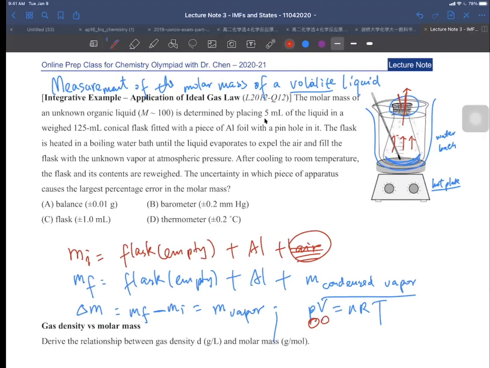What will be the V? The V is the volume of the flask, because that is the volume of the vapor, right? What will be the R? Constant. What will be the T? This is the key question. I provide two options. The first, the temperature is the room temperature, and the second one is 100 degrees Celsius. Which one do you think should be the temperature used in the PV=nRT?